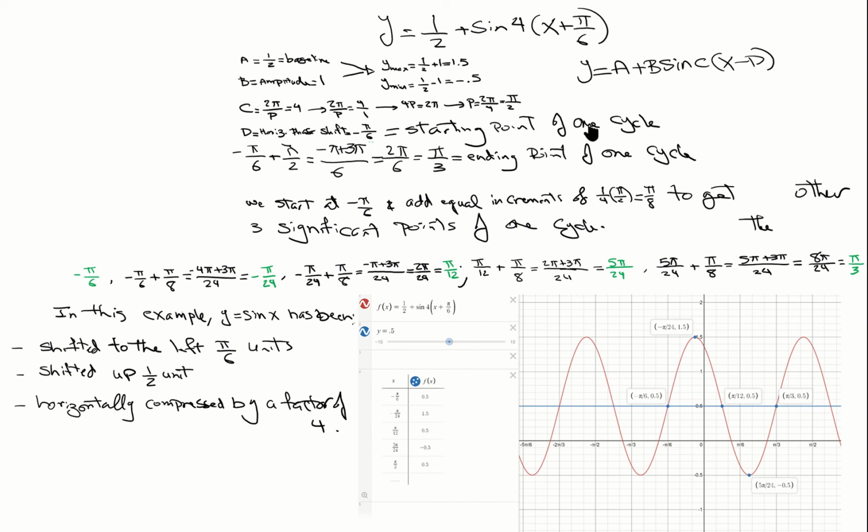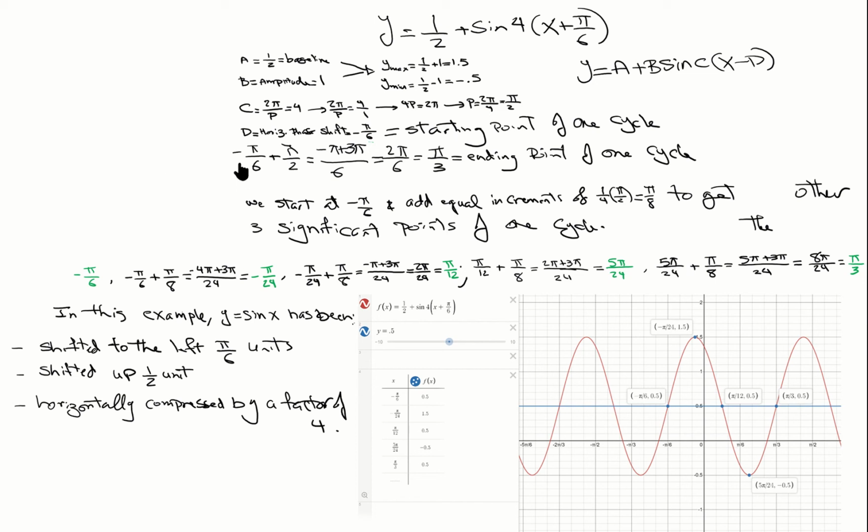D, which is the horizontal phase shift of this particular sinusoid, here notice it's given as plus, so if you write it in the form of a minus or subtraction, it becomes negative pi over 6. So the phase shift is negative pi over 6, and that's basically the starting point of one cycle of this sinusoid.